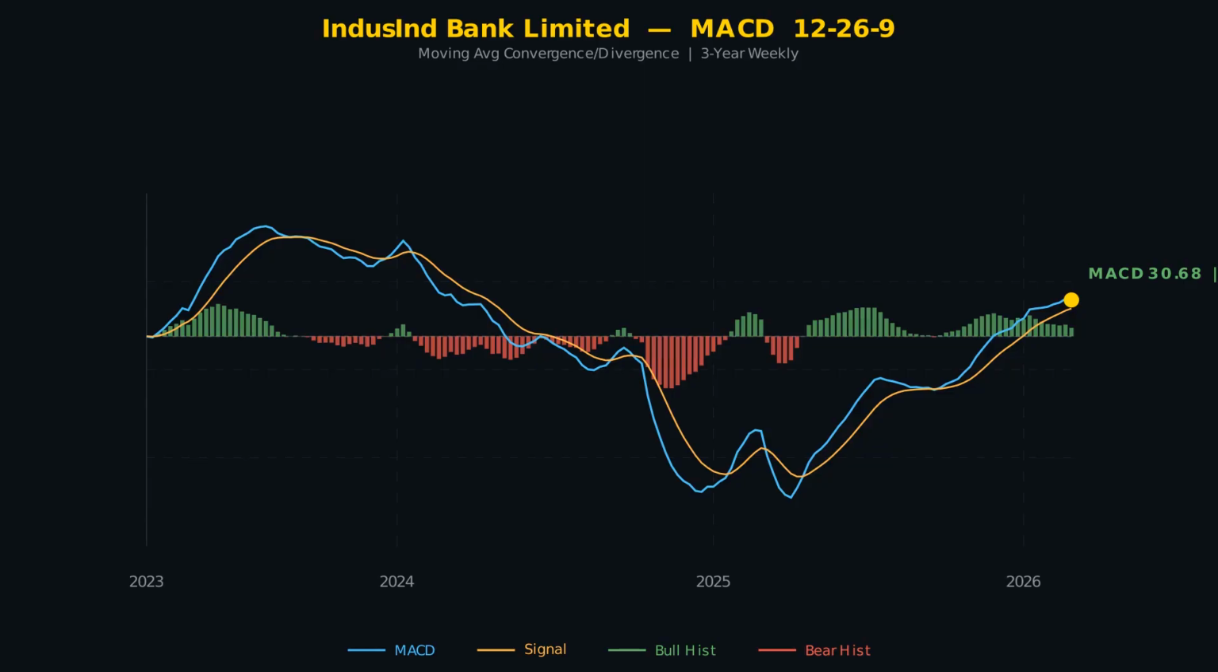Currently, the histogram is contracting. The MACD line is above the signal line. Bullish momentum is confirmed. The MACD value is 30.68.